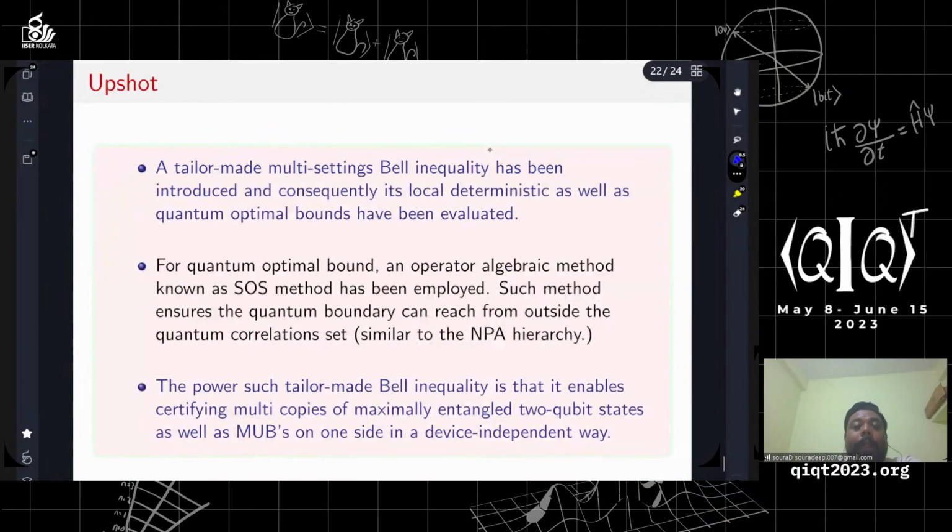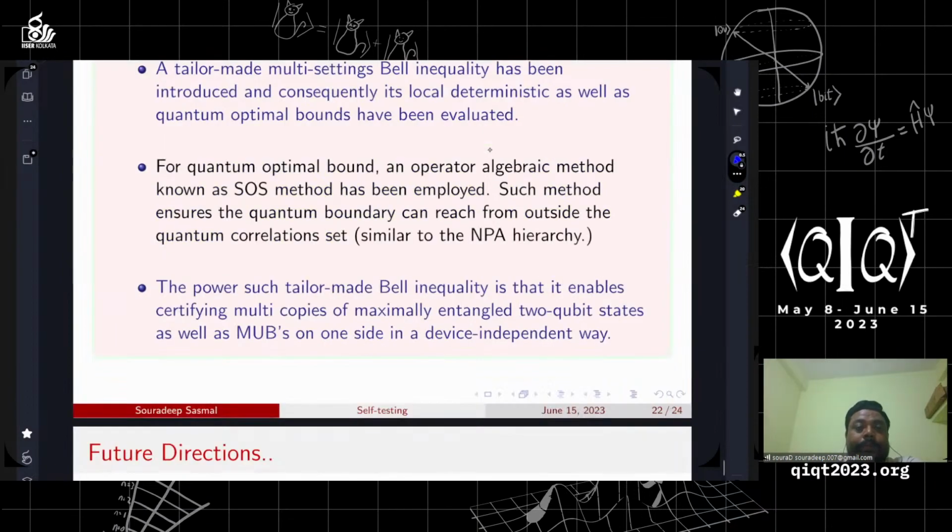be self-tested. So the upshot is, we have proposed a tailor-made multi-settings Bell inequality, and then we have evaluated the local and quantum bound as well. Obtaining the quantum bound is just like the NPA hierarchy approach, but the NPA hierarchy is a numerical task to solve, and we have invoked the sum of squares method to obtain the quantum bound. And from there, we got that multiple copies of maximally entangled 2-qubit states as well as mutually anti-commuting measurements on one party's side can be self-tested.